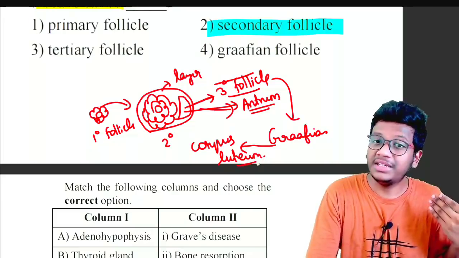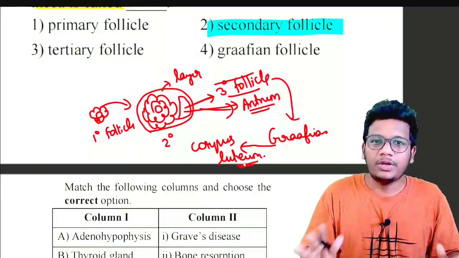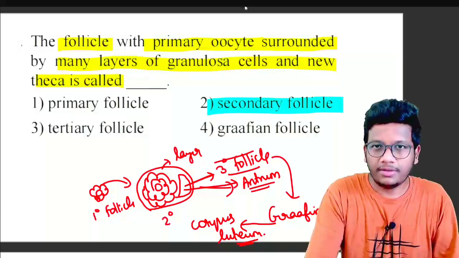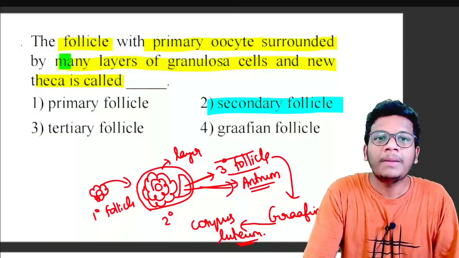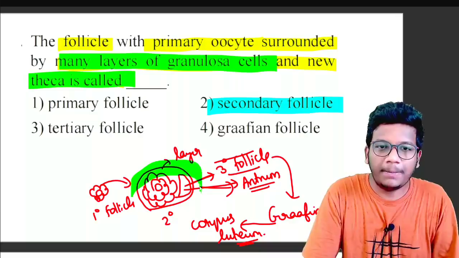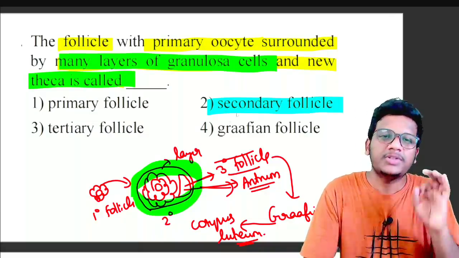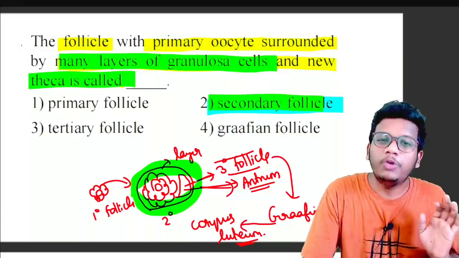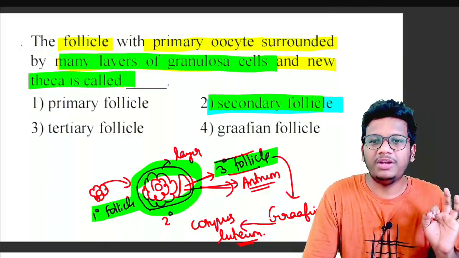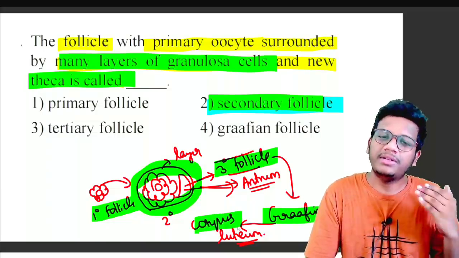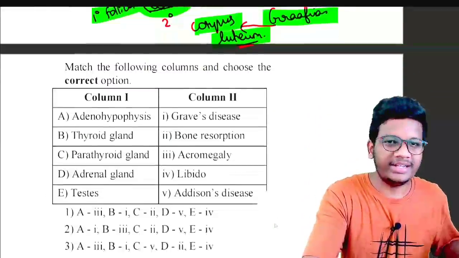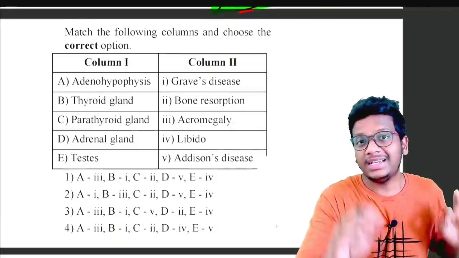This is a very important high yield concept. I hope everybody understood it. According to this question, the primary oocyte is surrounded by many layers of granulosa cells and a new theca. Theca appears in the secondary follicle only, so that's why it is the secondary follicle. If there is a fluid filled antrum, it is tertiary follicle. Just simple is the primary follicle. Finally mature is Graafian, and after the ovum goes out, it is the corpus luteum. I hope you have understood the entire concept. With this we move on to the next high yielding MCQ, guys.